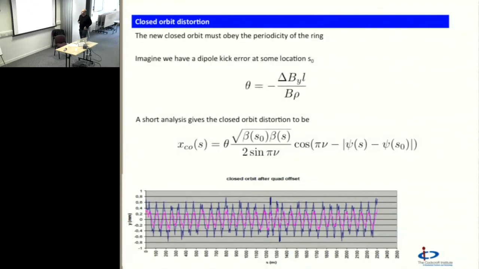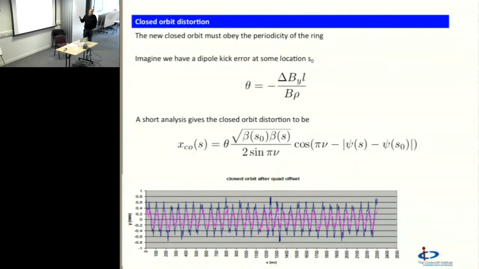This closed orbit has the periodicity of the ring. It has to, because it repeats on itself. So imagine we have some dipole kick error at some location S0. So you have some bad extra dipole field, call it delta By, and it has some length. So the integrated strength is delta By times L. I'll normalize that by the beam rigidity, because that's what we always do. And that actually gives you the angle kick seen by the beam because of that stray field.